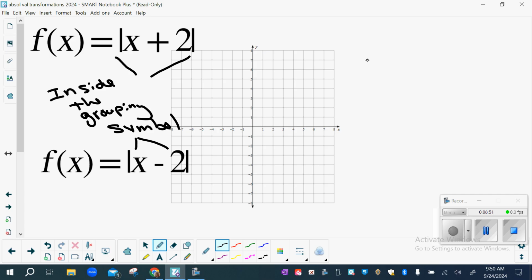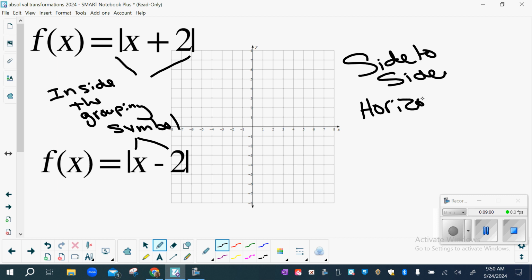I heard so many. It is side to side. Side to side. And you know what we call that? A horizontal shift. Now, a lot of your teachers, especially if you did algebra 2 K, they started using words like H and K and all that. You know what? I don't do the H and K.